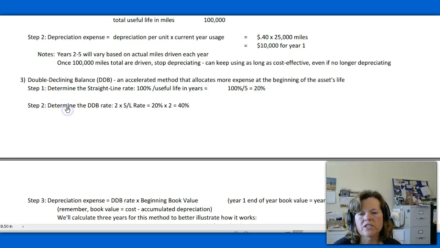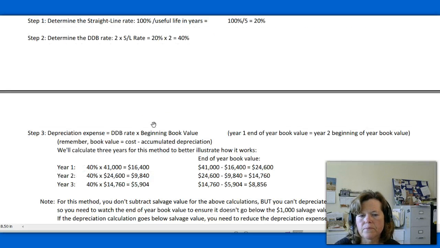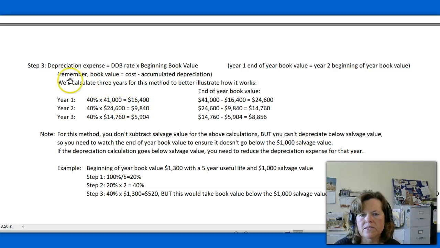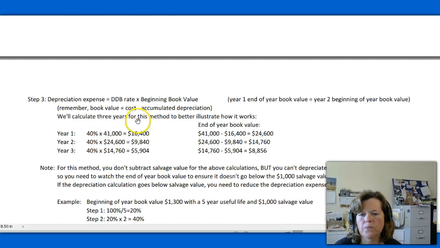Step 2, we determine the double declining balance rate. That's 2 times the straight line rate. So it's 20% times 2, which is 40%. And then step 3 is where we calculate the depreciation expense. That's the double declining balance rate of 40% in our example times the beginning book value. Remember, the book value is cost minus accumulated depreciation.